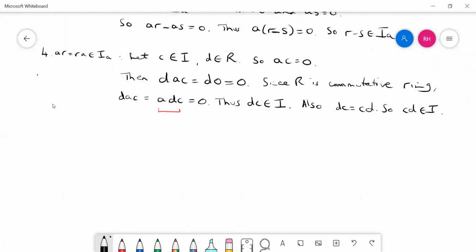So there's a fair bit here. Not that easy for people who are new to all of this. So therefore, I better put little A's here, of course. So IA is an ideal of R.